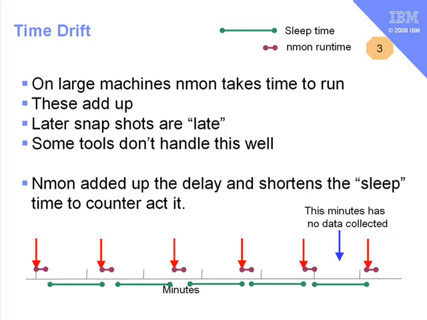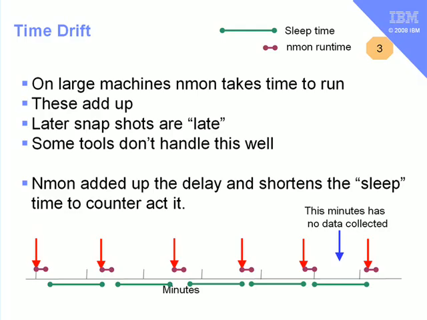Number 3 is time drift. On large machines, nmon does take a finite time to actually run. And by large, I mean either a large number of disks or a large number of processes. This is what takes up the time in nmon, and these times can add up. It means that if we ask for a snapshot once a minute, they will eventually slip down the minute when the actual snapshot takes place, and eventually you can end up with a minute that doesn't actually have an nmon capture in it, because it will straddle the minute boundaries.